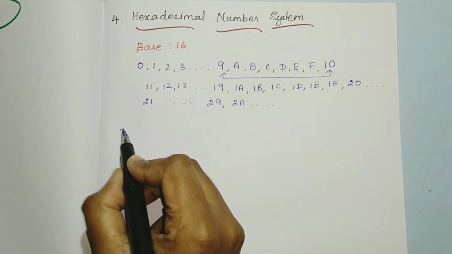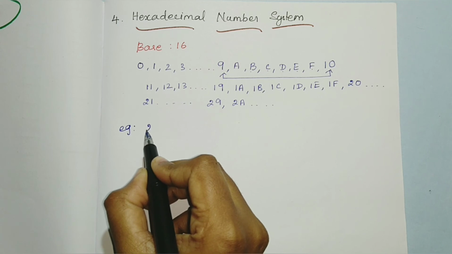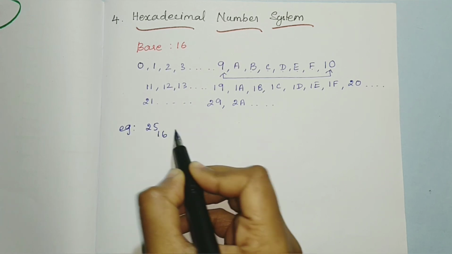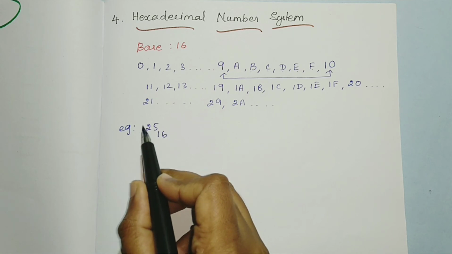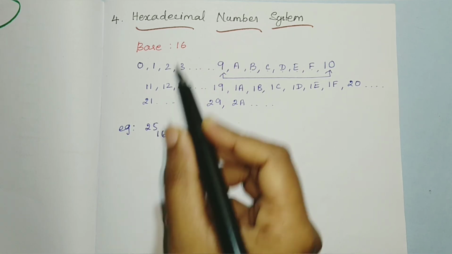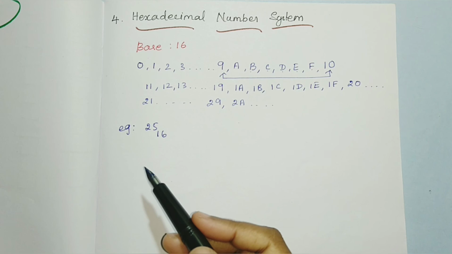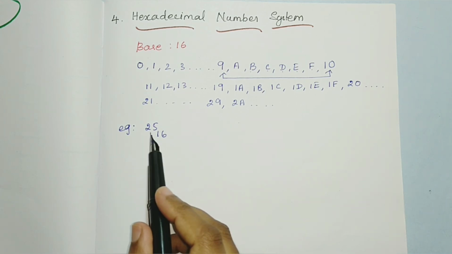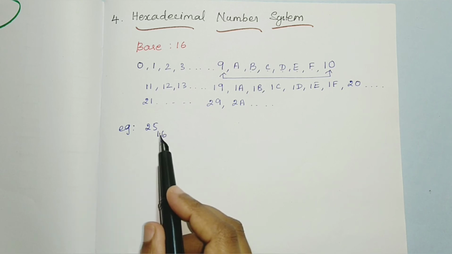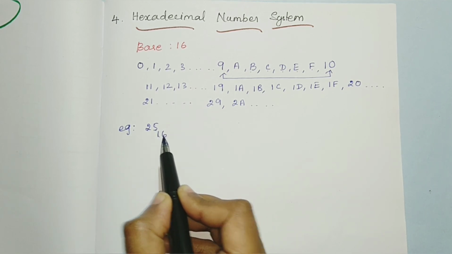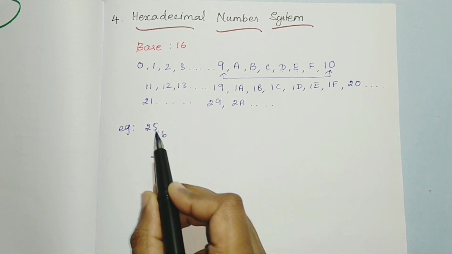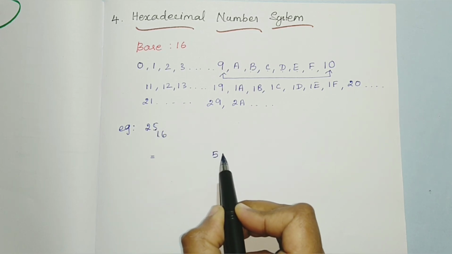For example, let us consider the number 25 as a hexadecimal number. You should write the base 16 below the line level. So this number is a hexadecimal number. Now if you want to identify the decimal equivalent of this number, you should multiply every single digit of this number by a power of 16. So let's see how to do it. The least value is 5.